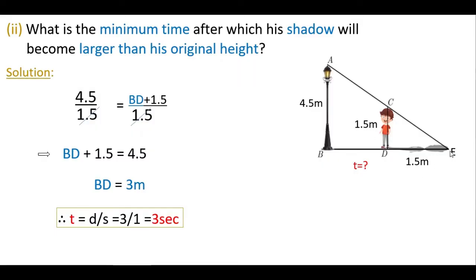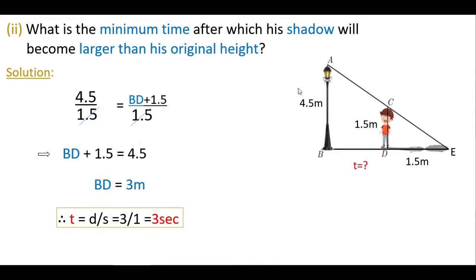So you have to take this distance, that is DE is 1.5 meters, because this is larger than his original height. So you have to take minimum time you have to take. So you have to take 1.5 meters only here. And here the time taken you have to find. That means BT, the time taken for this distance, T is equal to how much?